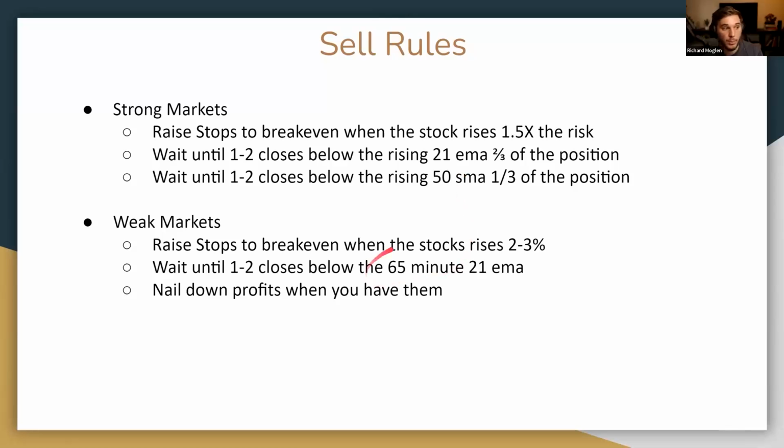So you basically want to be a little bit more proactive, raise your stop to break even a little bit quicker when the stock rises 2 to 3% profit. That's the rule that I follow. And then I even go to the 65-minute time frame, which I'll show in the example later, to manage my position. And I also like to nail down profits a little bit faster, at least on part of the position when I do have them.